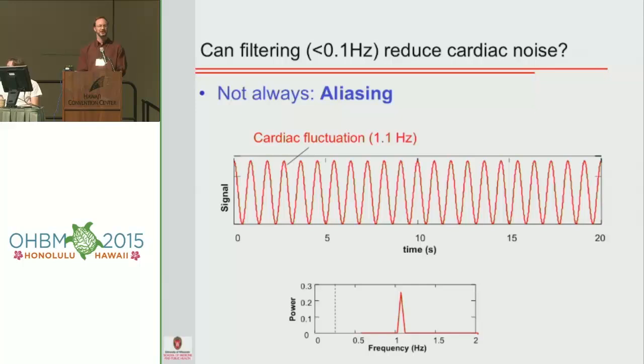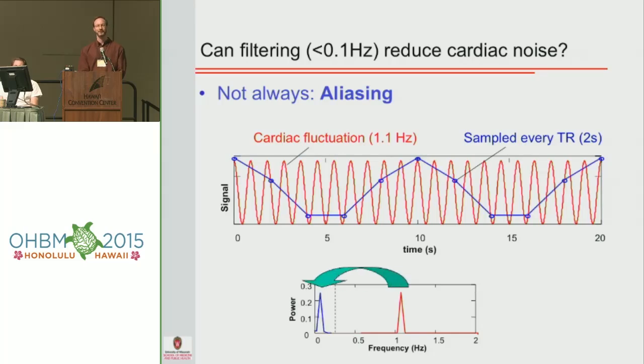First of all, the simplest thing you could do is temporal filtering. And the question is, can this really reduce cardiac noise? My answer to that is not always. I'll give you an example. Here's a cartoon example where you see fluctuations going along at maybe a typical cardiac frequency of about 1.1 hertz. At the bottom, you see it plotted in temporal frequencies. If I were to sample this at a 2-second TR, so collecting a volume every 2 seconds, these are the data points I end up with. And if you connect those dots, you notice it's a much lower frequency.